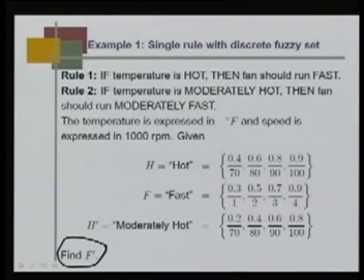I hope you are clear with this question. The question is very simple. We are given a rule 1, and we have defined the fuzzy set hot and the fuzzy set fast by these two statements. Then in the second rule, for moderately hot we know the fuzzy set, but we do not know the fuzzy set corresponding to it, that is, moderately fast. So, find out F dash. If H, then F. If H dash, then F dash. Find out F dash.